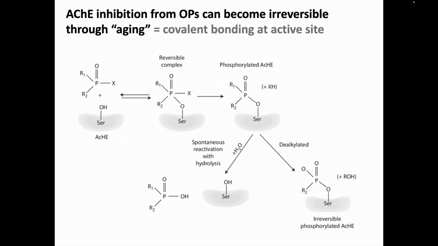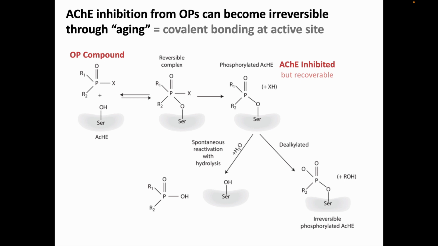Inhibition of acetylcholinesterase by organophosphates can become irreversible through a process called aging. In the figure here in the upper left, we see the interaction of an organic phosphorus compound, OP, approaching a critical serine amino acid residue at the enzyme's active site. The oxygen in serine's hydroxyl group will at first reversibly bind to the phosphorus in the organophosphate. This inhibits acetylcholinesterase, but the enzyme is still recoverable at this point.